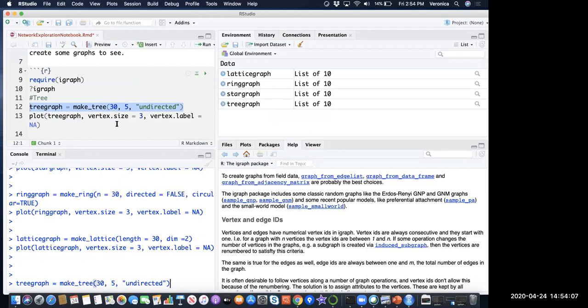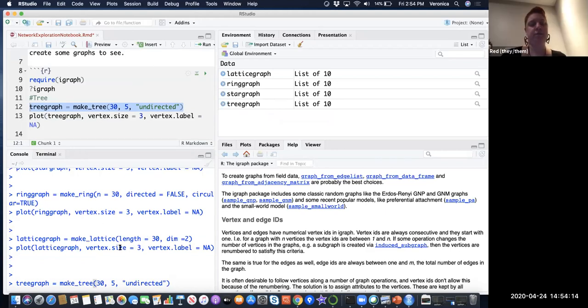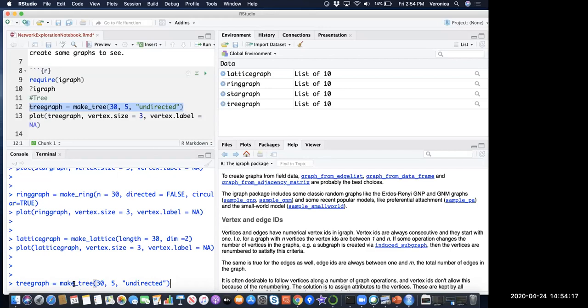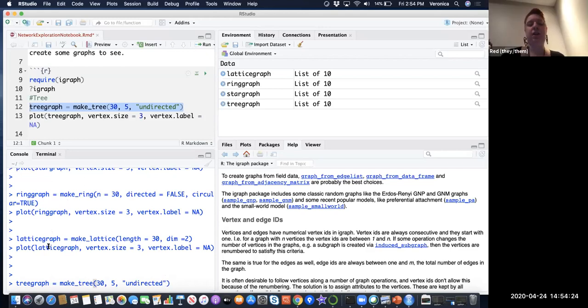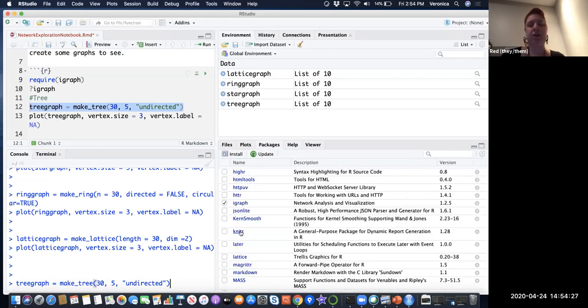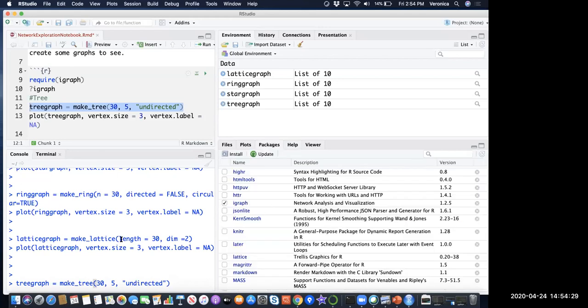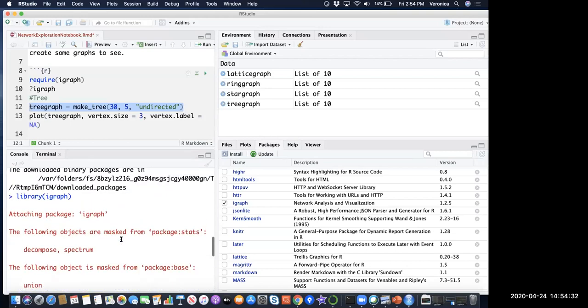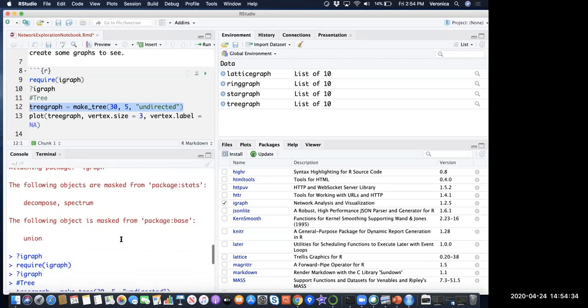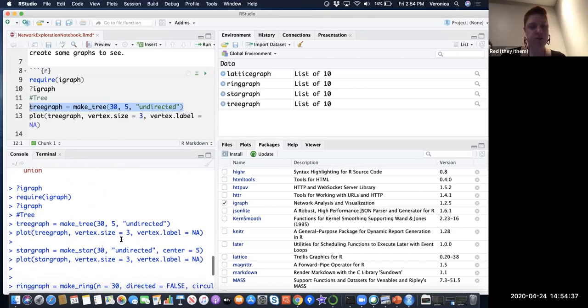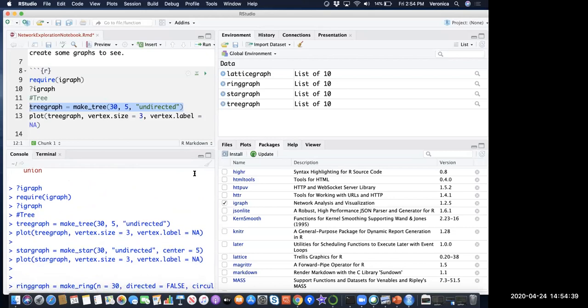And if you don't, then what might you be doing wrong? Do you get an error? Yeah, it says error in tree graph equals make tree, object tree graph not found. I see. And you went ahead and used the library command to pull in iGraph. Yeah. And it gave me the masking, decompose, spectrum and union. Gotcha.